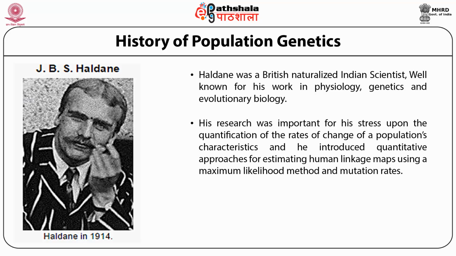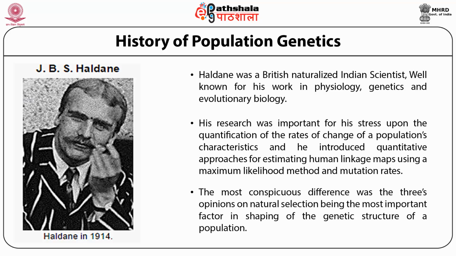Though the three of them contributed immensely towards population genetics, there were, however, academic differences between them. The most conspicuous difference was their opinions on natural selection being the most important factor in shaping the genetic structure of a population. Fisher and Haldane supported natural selection as the main driving force for evolution, whereas Wright believed in the chance factor and migration contributing towards genetic variation.